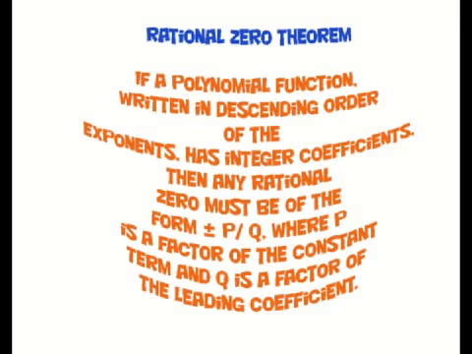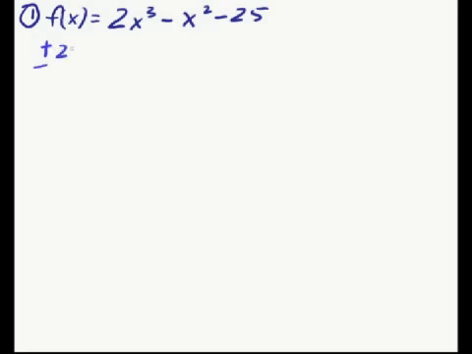The first tool I'm going to ask you to use is the rational zero theorem. Now, you can go back and read that in detail, but basically this is the technique we use to list all the rational zeros, all the possible suspects.